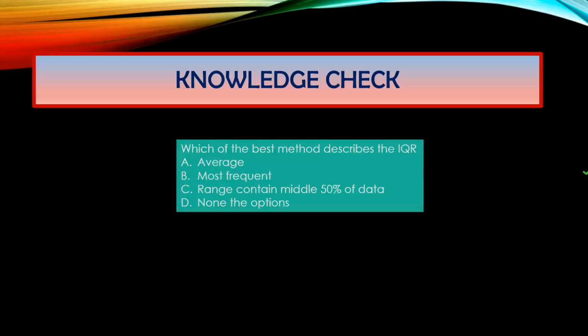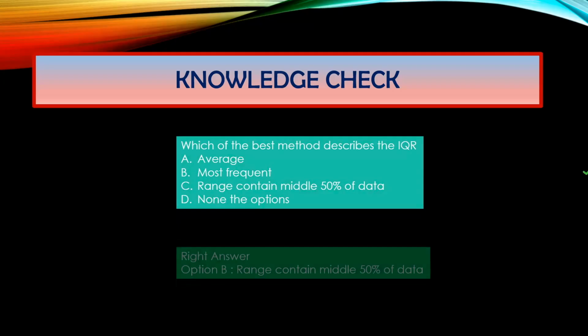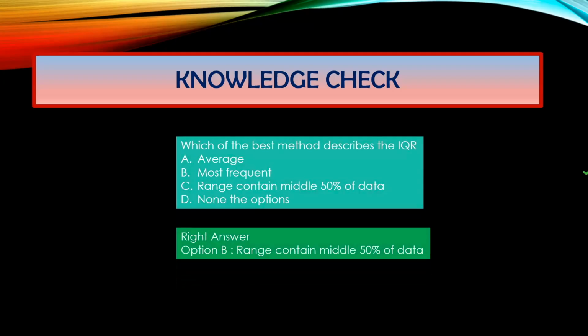The question is, which of the best method describe the IQR? The first option is average, second one is most frequent data, third one is range contain middle 50% of the data, and last option is none of this. So I'm requesting everyone to participate in this quiz. Yep, the option is option C. The range contain middle 50% of the data, which is nothing but the difference between Q3 minus Q1.